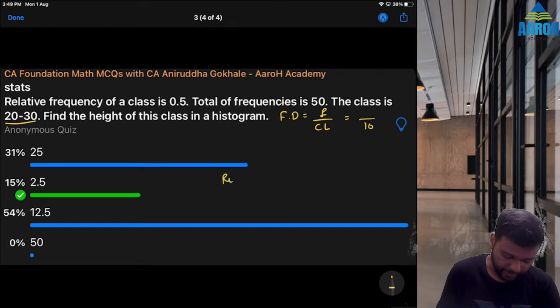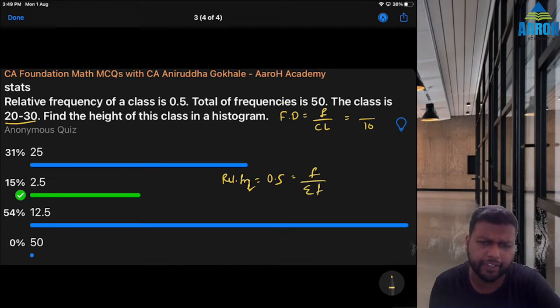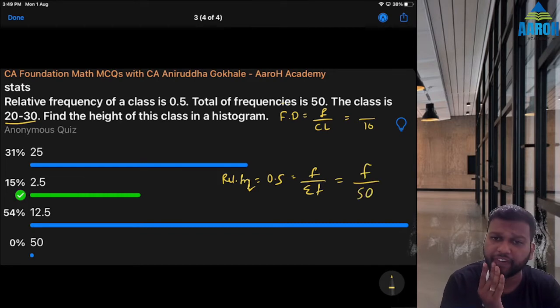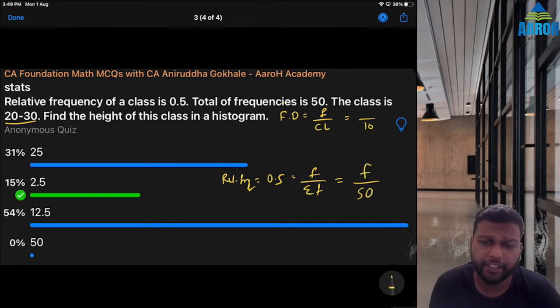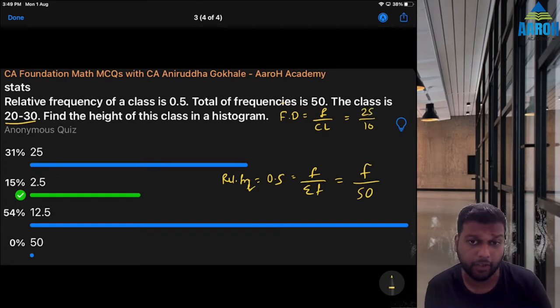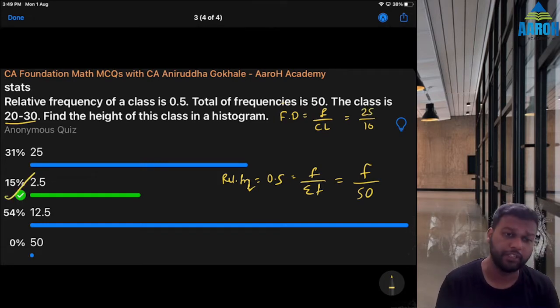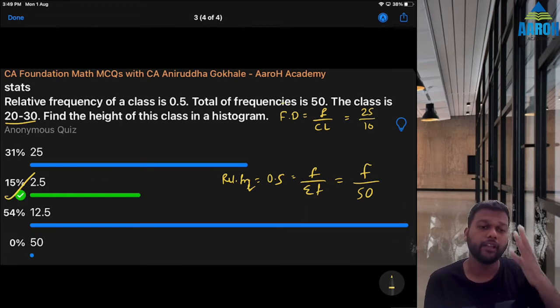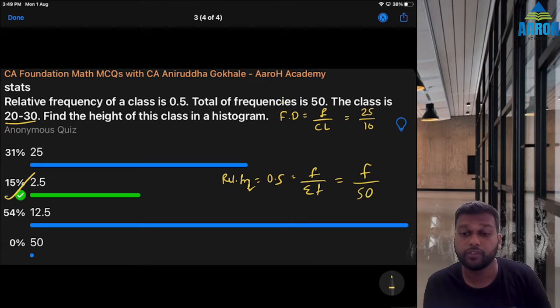Relative frequency, which is 0.5, is what? Frequency upon summation f, right? Frequency upon total frequency is relative frequency. That means summation f we know is 50, because they have given the total of frequency is 50. That means frequency is what? 50 into 0.5, which is 25. So frequency density is what? 25 by 10, which is 2.5. Only 15% of people have given it correct. Statistics is very important and a lot of people make mistakes in that. So focus on that. Okay.